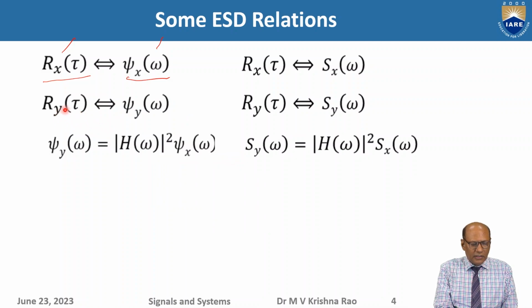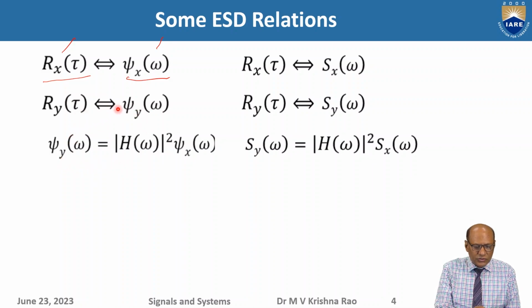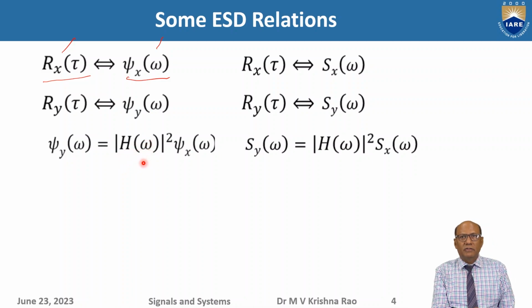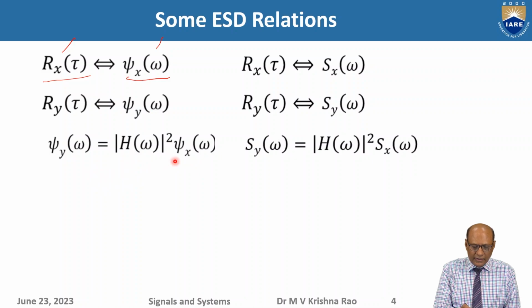Similarly, the autocorrelation function of the output of the LTI system and the energy spectral density of the output signal form a Fourier transform pair. And how are these two related, the input spectral density and the output spectral density? They are weighted by this quantity. It is a function of frequency again, as expected, and it is the square of the magnitude of the frequency response. That is how these two are related.